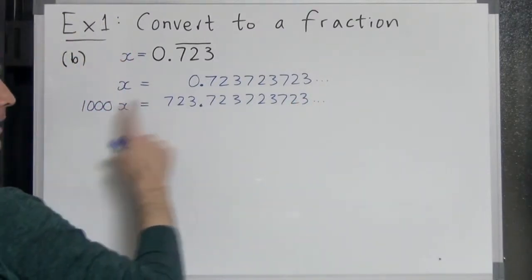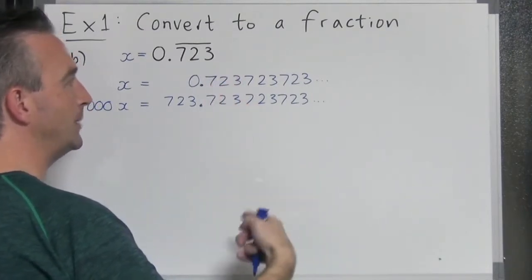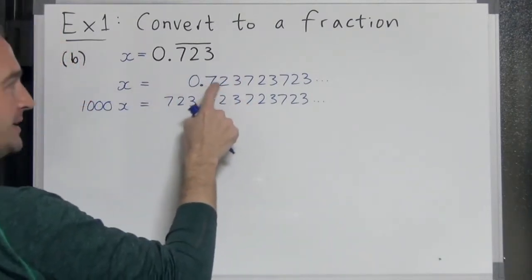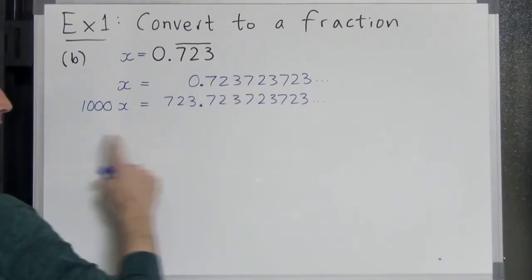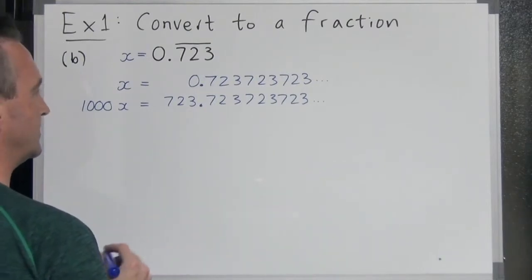Why 1000? Because we have 3 repeating decimals here, 723, 1, 2, 3 repeating digits. So for every repeating digit over here, I want a 0 over here. 3 repeating digits, 3 zeros in this number. We are now going to subtract the two equations again.